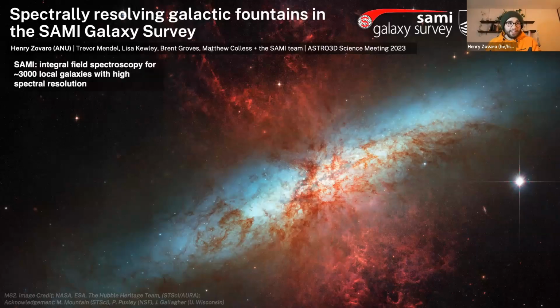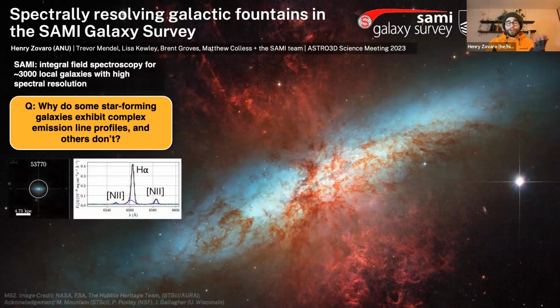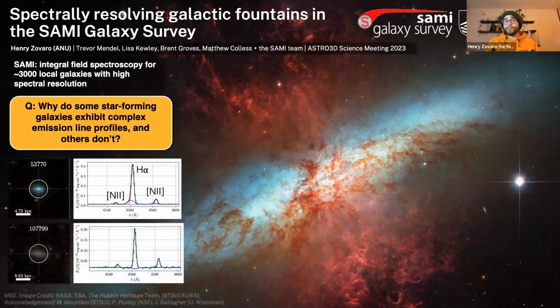As you all heard from Julia's talk before, SAMI provided us with integral field spectroscopy for over 3,000 local galaxies. And the thing that sets SAMI apart from other surveys such as MaNGA is its high spectral resolution. And so with this, we can answer questions such as, why do some star-forming galaxies, like this one here, exhibit complex line profiles, whereas others, like this one here, don't?